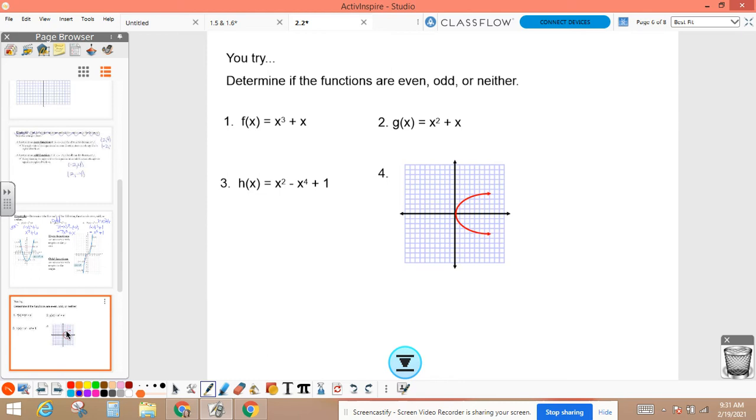Okay, so I'm going to talk you through it. This one is neither because it doesn't have origin symmetry. This guy doesn't have a friend here and he doesn't have a friend here. So no y-axis symmetry, no origin symmetry. Number 4 is neither.